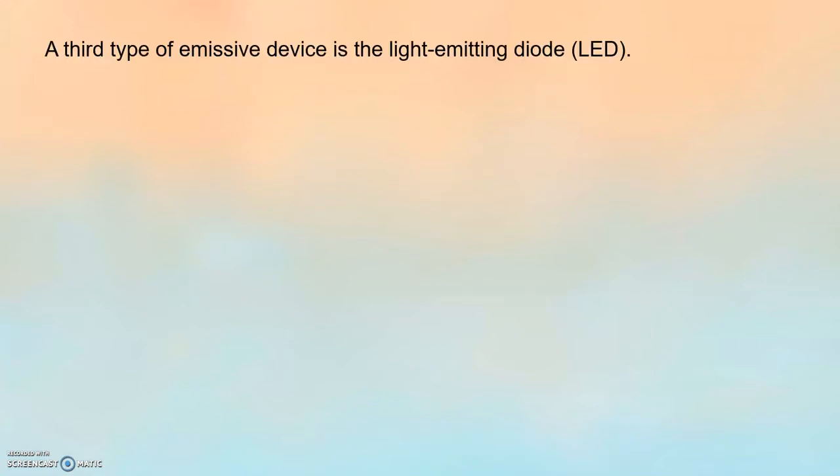Third type of emissive device is the light emitting diode, LED. Here, a matrix of diodes is arranged to form the pixel positions in the display, and picture definition is stored in a refresh buffer. As in scanline refreshing of a CRT, information is read from the refresh buffer and converted to voltage levels that are applied to the diodes to produce the light patterns in the display.